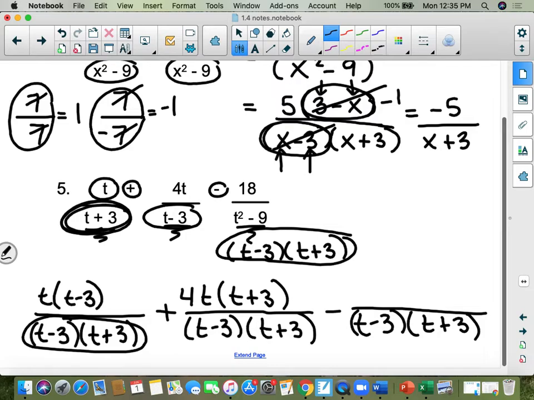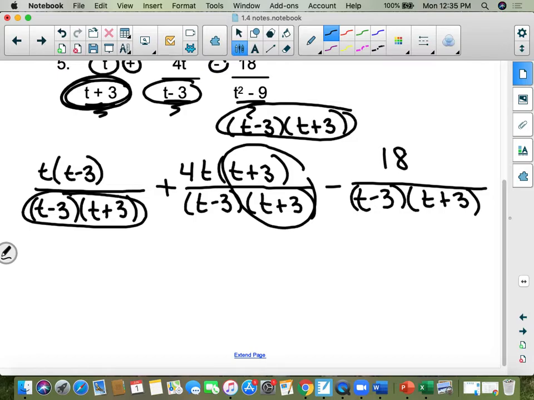This is what's so cool about it. What happens if I cancel these two back out? Aren't I back to the beginning? That's why you know you're doing it right. This one doesn't need anything. It can keep the 18. So, well, I know I have a t minus 3 and a t plus 3. That's called my common denominator.